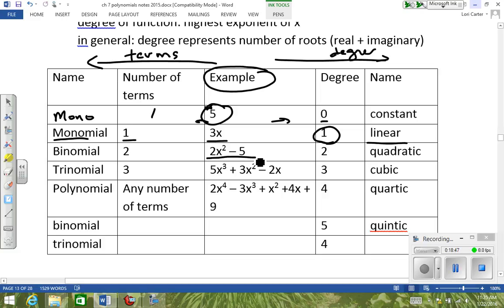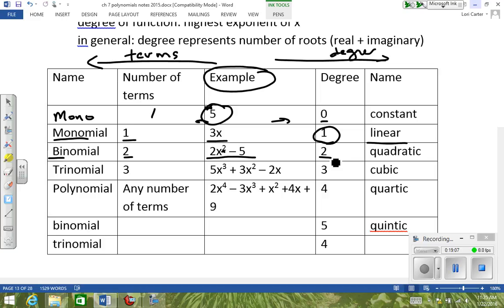Okay, 2x squared minus 5. How many terms? 2. So it's a binomial. Okay, now what's this guy's degree? 2, because it's right here. Okay, 2 is called a quadratic. This is the one you have to memorize.